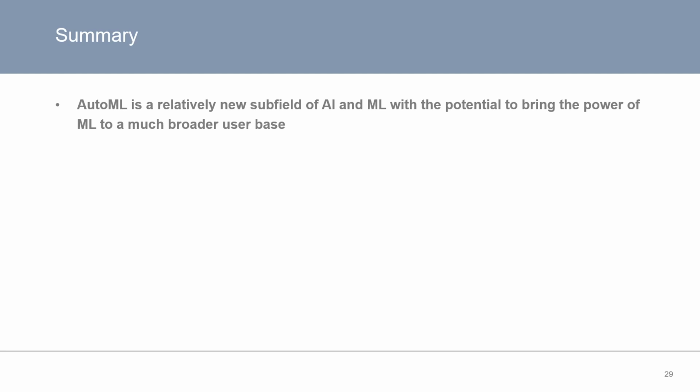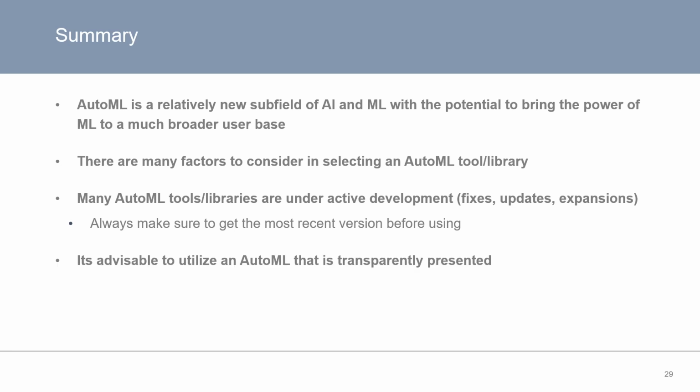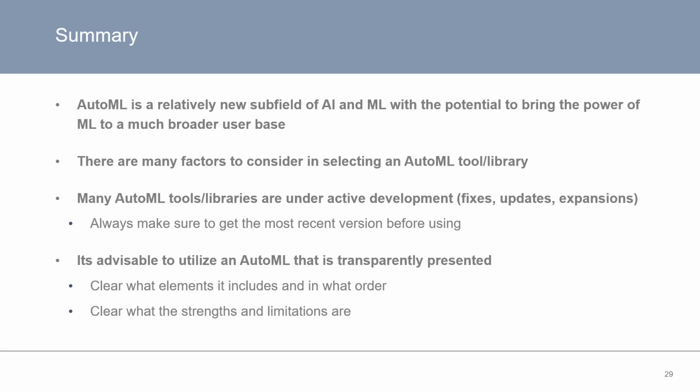So in summary, automated machine learning is a relatively new subfield of AI and machine learning with the potential to bring the power of machine learning to a much broader user base. But there are many factors to consider in selecting an AutoML tool or library. And many AutoML tools or libraries are under active development, including fixes, updates, and expansions. So always make sure to get the most recent version or release of your AutoML solution before getting started. In general, I'd advise using AutoML that is transparently presented, meaning that it's clear what elements it includes and in what order, and it's also clear what its respective strengths and limitations are.